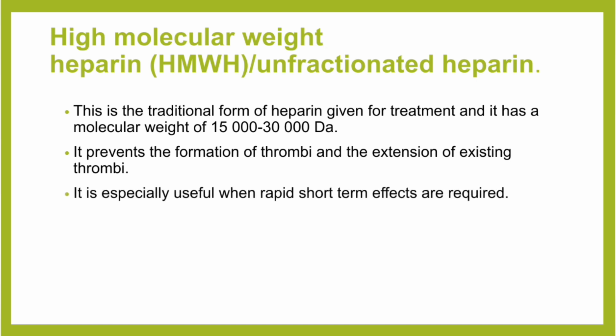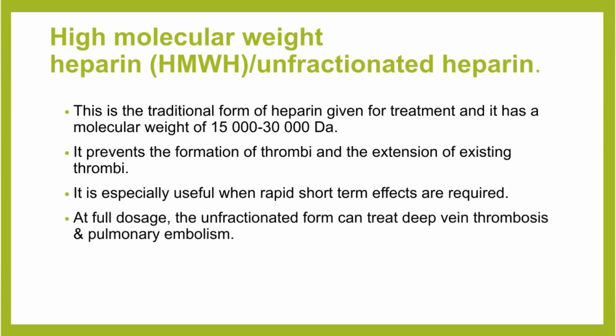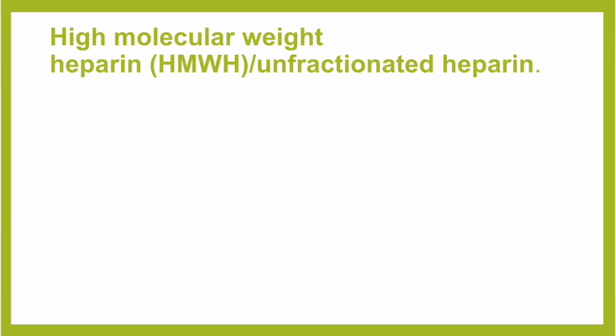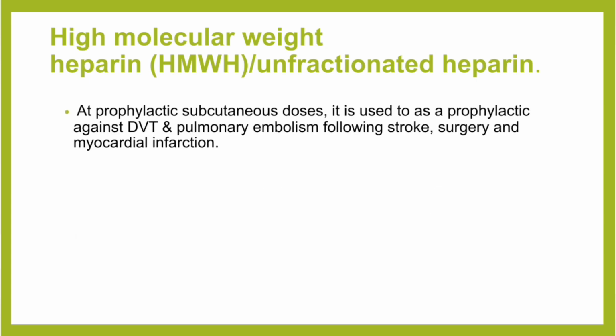It is especially used when rapid short-term effects are required, and at full dose, the unfractionated heparin can treat deep vein thrombosis and pulmonary embolism. It is also used for anticoagulation throughout open heart surgery and treatment of acute myocardial infarction and unstable angina pectoris. At prophylactic subcutaneous doses, it is used as a prophylactic against deep vein thrombosis and pulmonary embolism following stroke, surgery, and myocardial infarction.